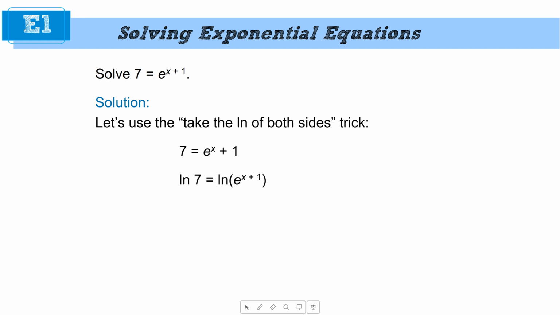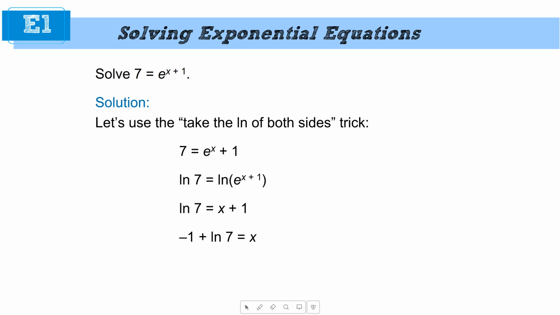And then one of the log properties is, if you have the natural log of something raised to a power, you can move the power out in front. And the natural log of e we already discussed is 1, so we get that. And subtract 1 from both sides. Sure enough, you get that.